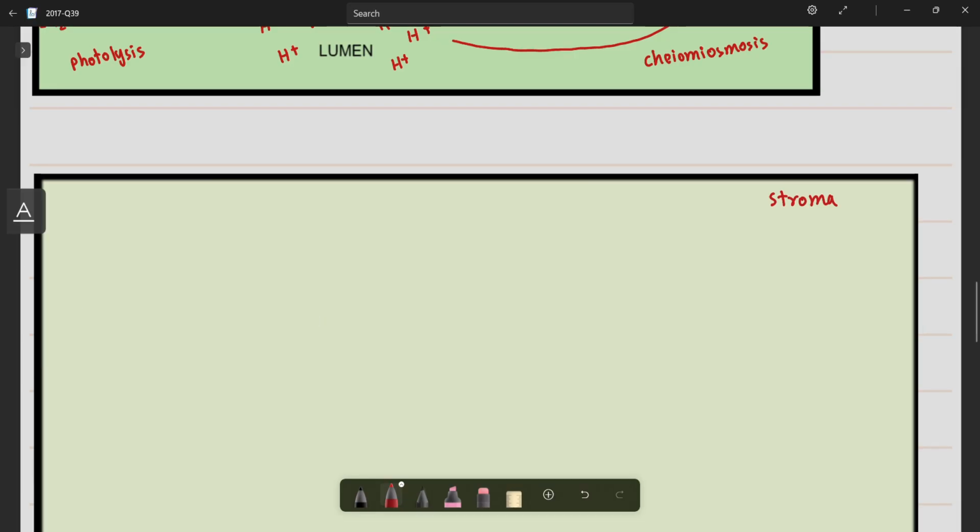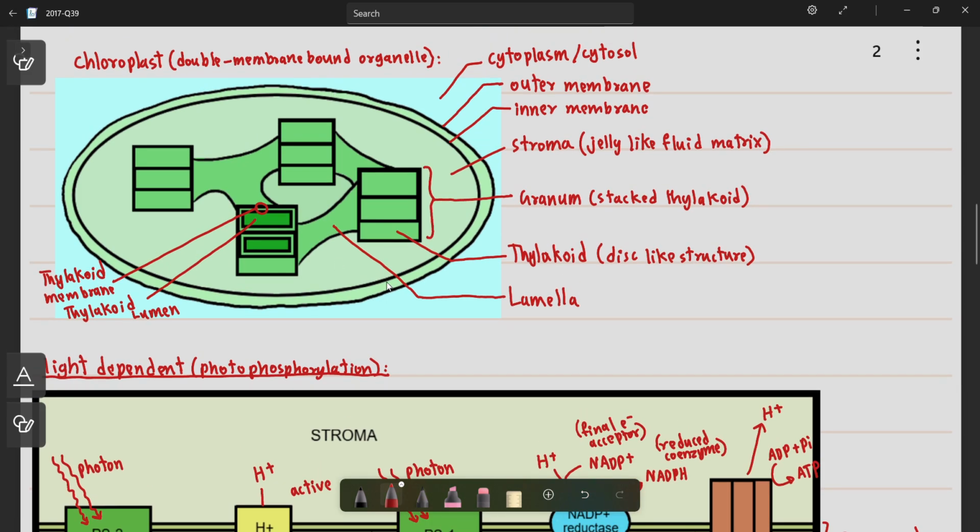This stroma is the place where the light independent reaction occurs, which we also call the Calvin cycle. The light independent reaction, the Calvin cycle, occurs in the stroma of the chloroplast. These two structures I'm showing you here are just the structure inside the chloroplast. As I've explained, photosynthesis entirely occurs inside the chloroplast.